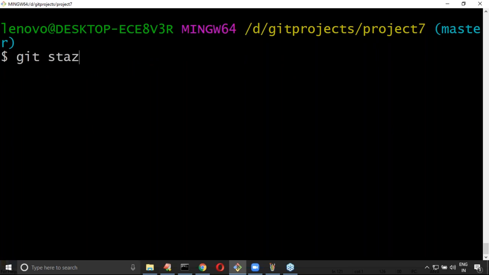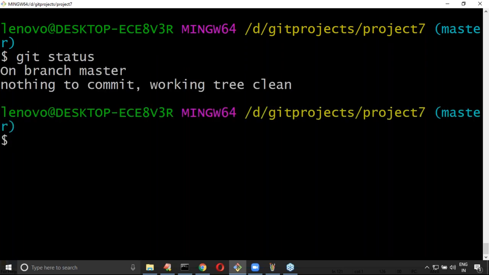Now let me cross check with git status. What may be the answer? If I use git status, is the working tree clean or not? Please respond. I created one file, added it to the staging area, and then committed also. Now is my working directory clean or not? Yes. Working tree is clean. There is nothing to commit.